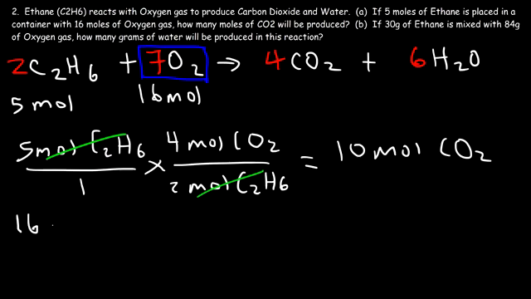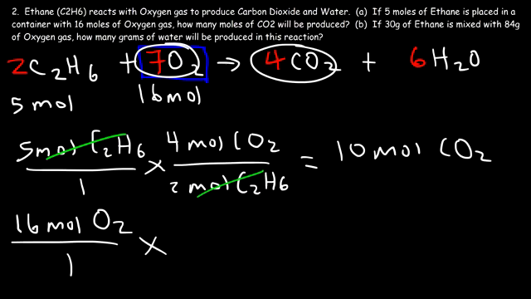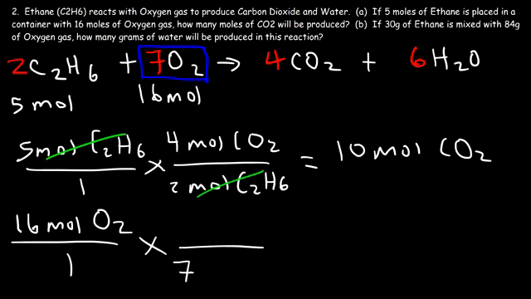Now let's start with the 16 moles of O2. Even though the moles of O2 is much greater than the moles of ethane, O2 is still the limiting reactant due to the high coefficient that's in front of it. So now, to convert it from O2 to CO2, we need to use the molar ratio between O2 and CO2, which is 7 to 4. So for every 7 moles of O2 that reacts, 4 moles of CO2 will be produced. 16 times 4 is 64, and 64 divided by 7 is 9.14.